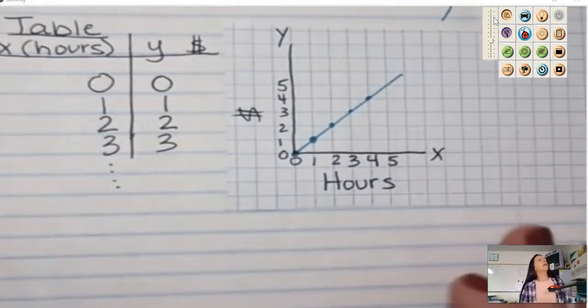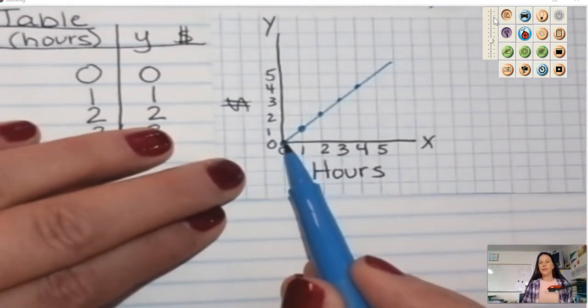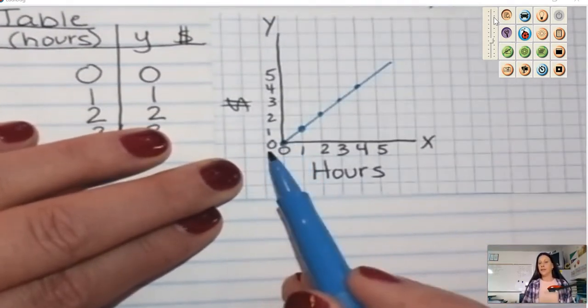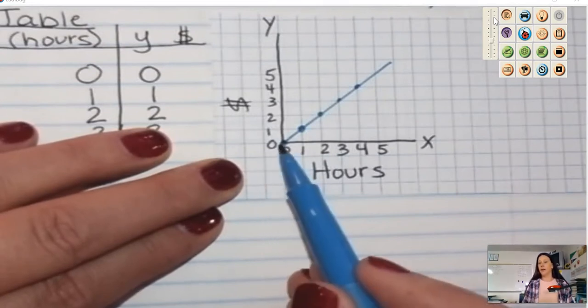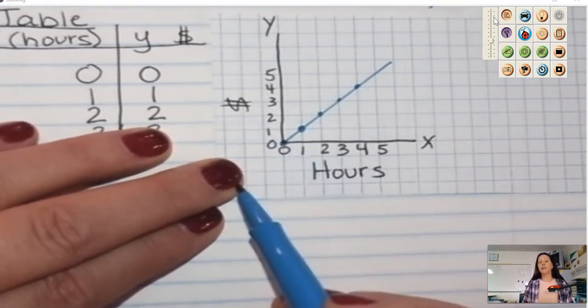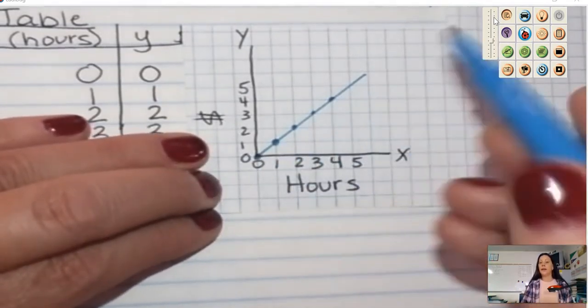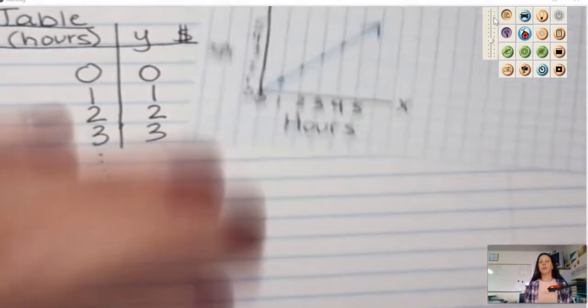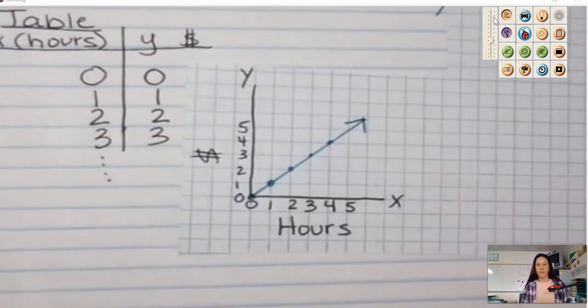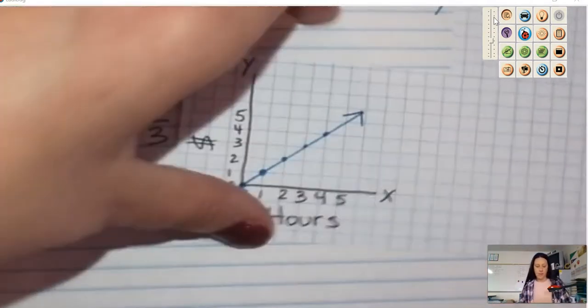Okay, when you connect your dots, it's going to stop at 0, 0. It's not going to continue down here, so don't put an arrow down here because that says the line keeps going, and it doesn't go negative. It stops at 0, 0. The line can keep going on forever the other direction, so it does need an arrow on that side. Okay, go ahead and cut that out, glue that into your notes.